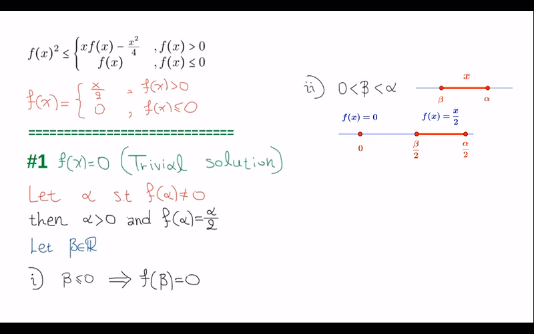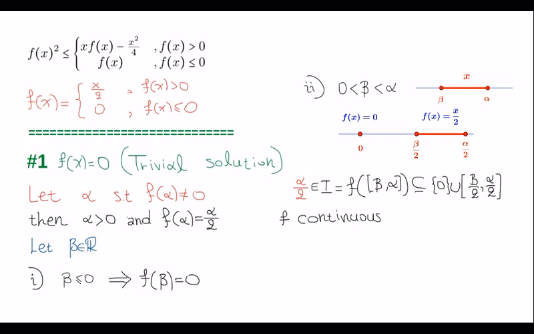shown on the screen. If we denote by I the set of values of f at a closed interval with endpoints beta and alpha, since f is continuous, the set of values I must also be an interval. Since there is no interval lying within the red region of the last diagram and containing both 0 and alpha over 2, it must be that f(beta) is different from 0. So f(beta) equals beta over 2.